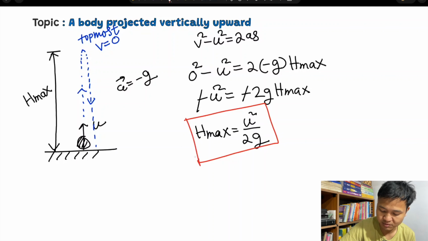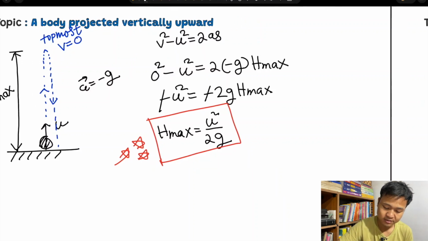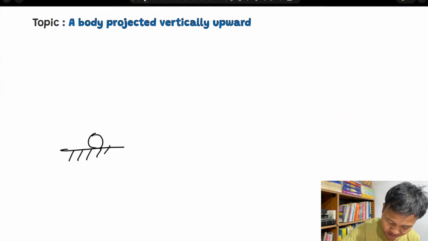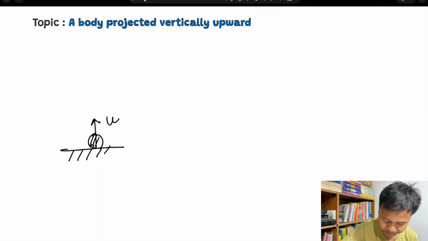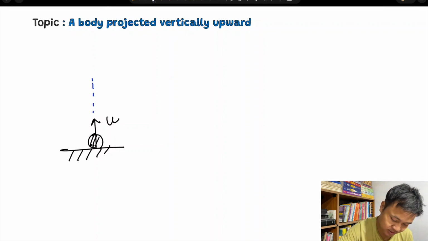Okay, so this is the first formula you have to remember. When a body is projected vertically upward with speed u, the maximum height will be u squared by 2g. Okay, so next, same situation: I have a body projected upwards with speed u. It will fly upwards, reach the topmost point, and then come back down.